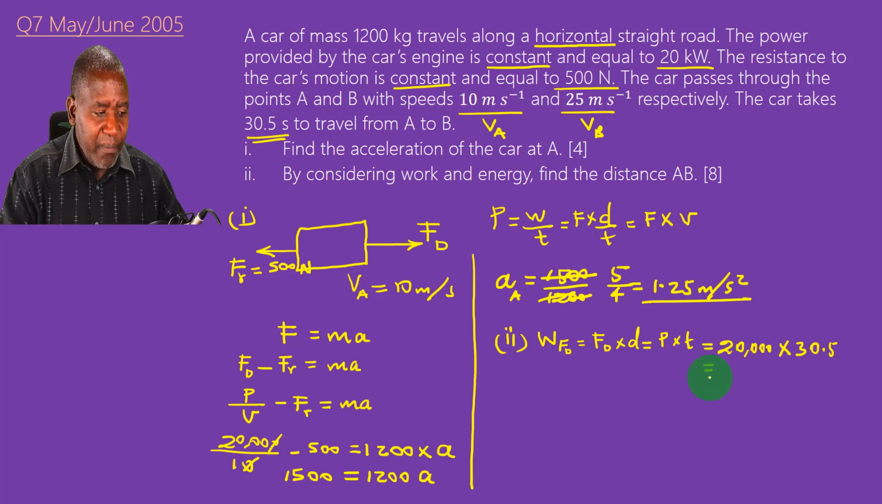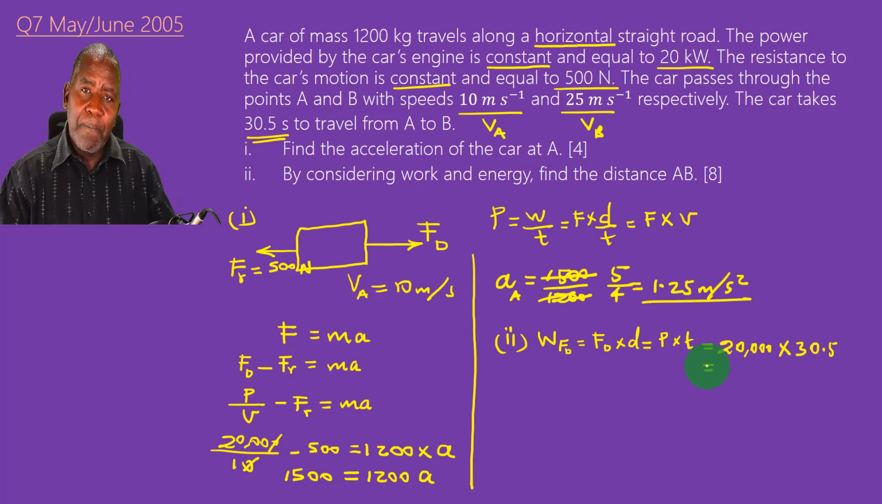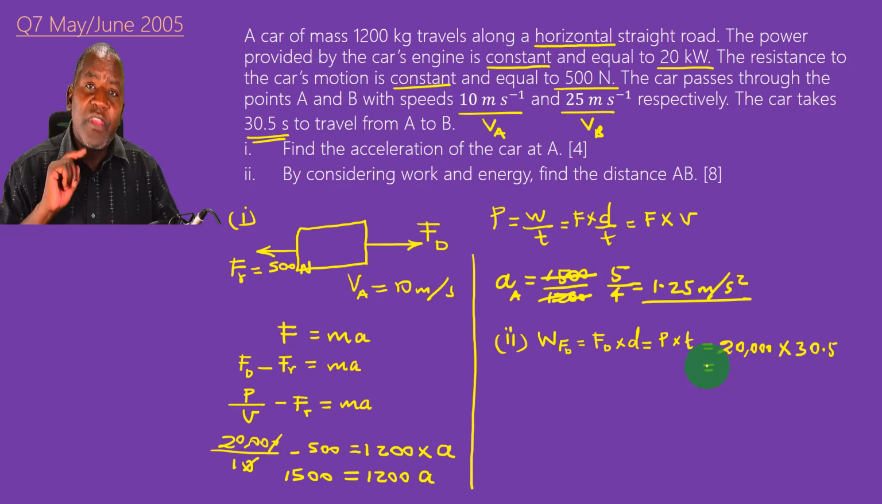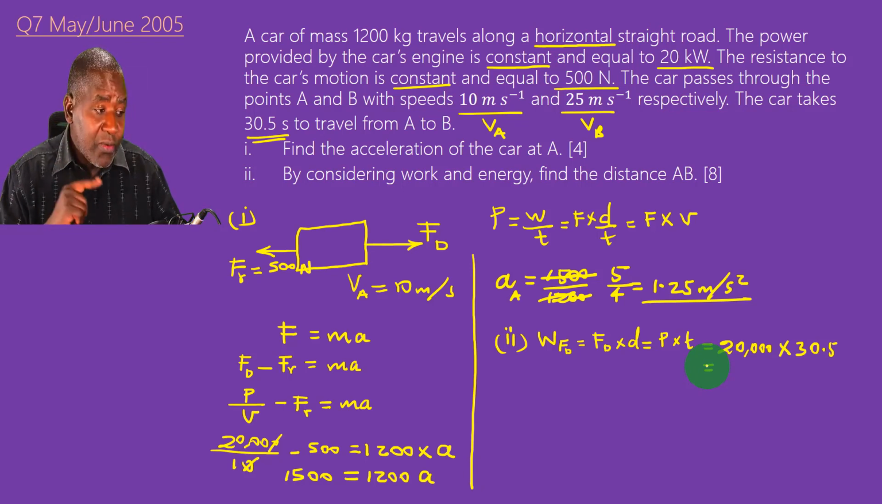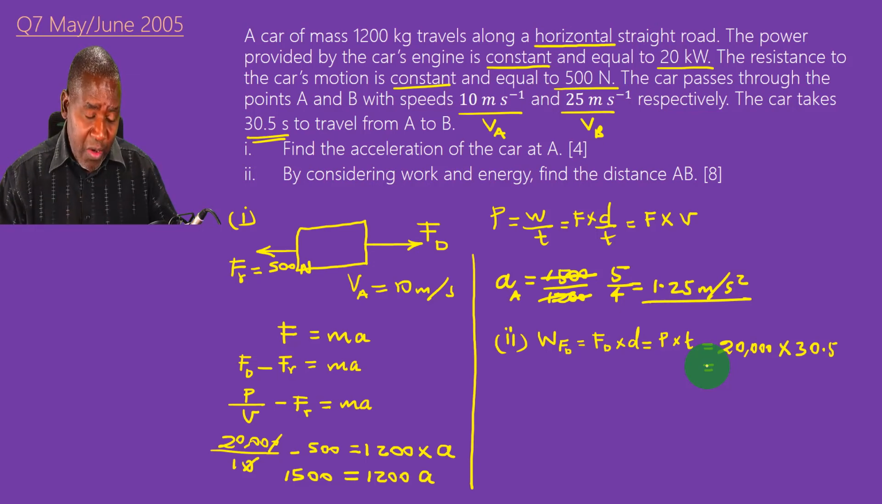What I mean by this is this. The easiest way to work out this type of question is to work out each one of the 4 components separately. So the first one is the work done by the driving force. So 20,000 times 30.5, I'm going to get 610,000.